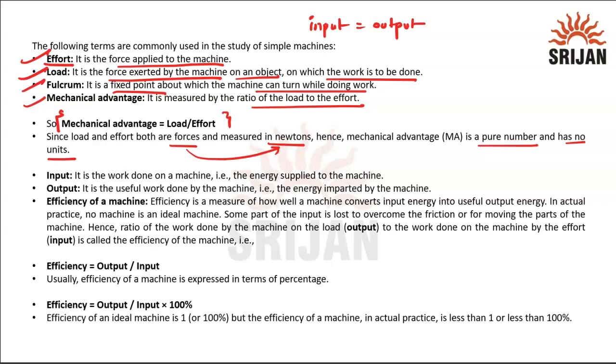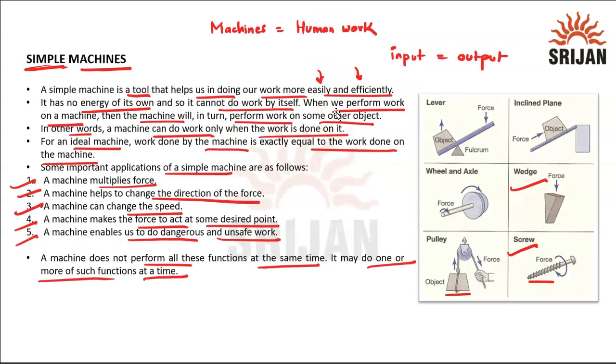Basically, you have load over effort. So it's like Newton over Newton, so you can cancel Newton and Newton, so there is no unit at all. And that is why the mechanical advantage doesn't have a unit. Another important thing which we can see in the previous slide is the different types of simple machines also.